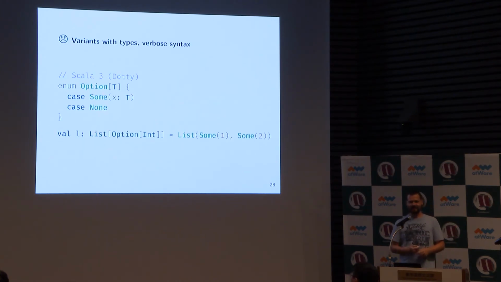Luckily, in Scala 3, it will be better. So this is what Scala 3 will use for defining algebraic data types. And as a bonus, in Scala 3, this constructor Some will create a value of type Option. That means that in Scala 3, this list will be inferred as having type List of Option of Int.